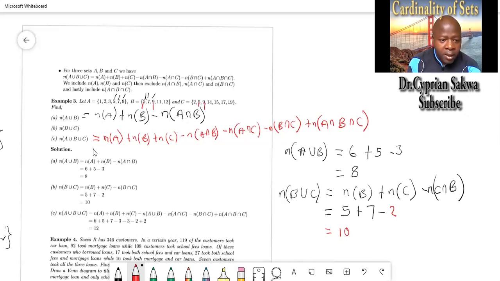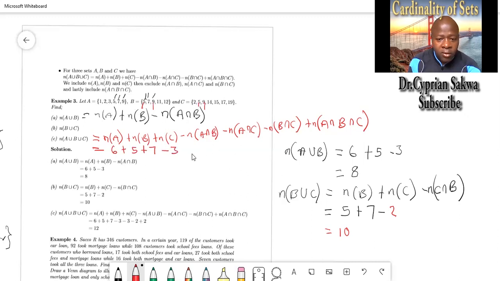So how many elements are in A? A has 1, 2, 3, 4, 5, 6 elements. B has 1, 2, 3, 4, 5 elements. C has 1, 2, 3, 4, 5, 6, 7 elements. The intersection of A and B had 3. 1, 2, 3. Had 3.